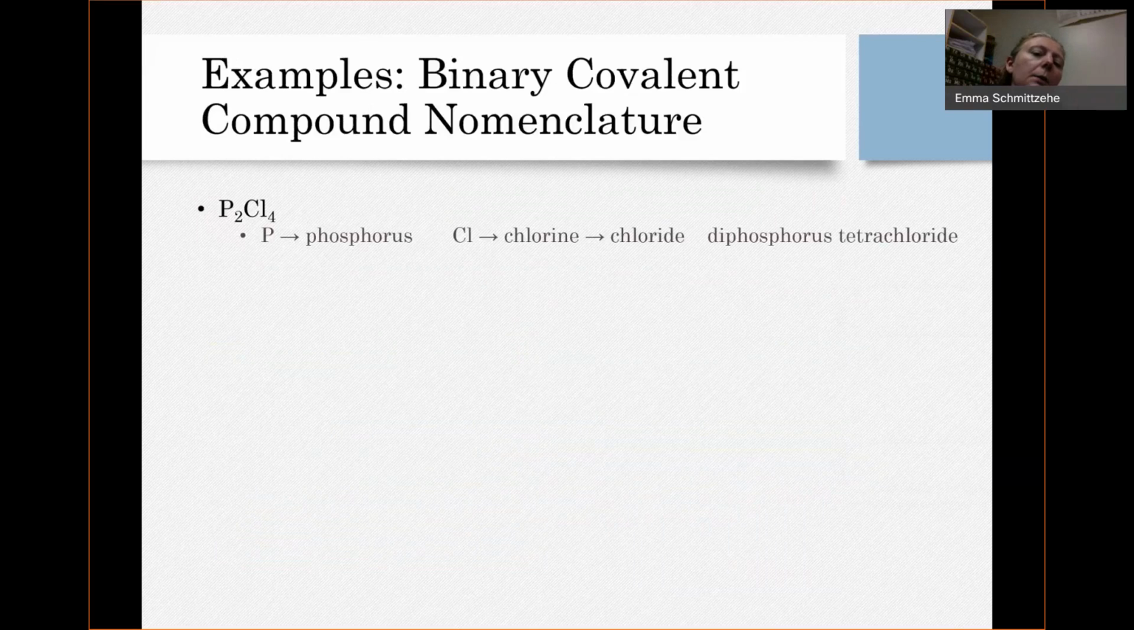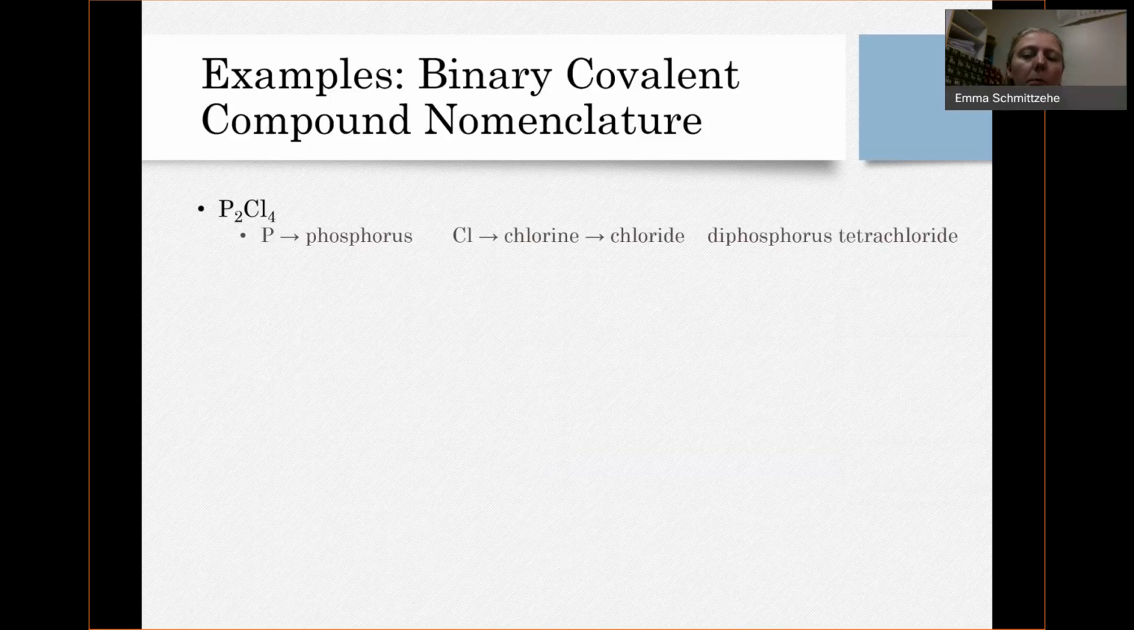So if we had P2Cl4, you would name the two elements. So you have P is phosphorus and Cl is chlorine. And the second one, we change the ending to "ide." So that's why I have it written as chlorine and then chloride. And those go together and you put prefixes on each. And so instead of just phosphorus, I say diphosphorus because there's two of them. And instead of chloride, I say tetrachloride, because there's four of them, and that is the prefix for four. And so that's the process.